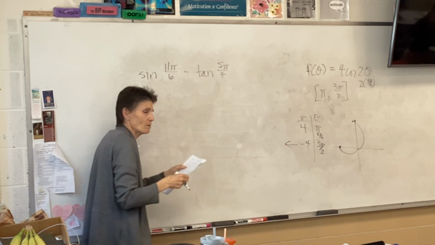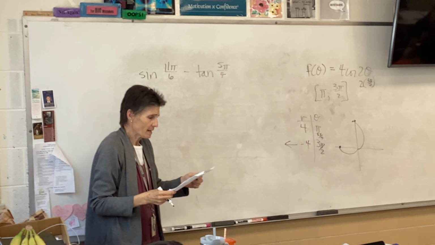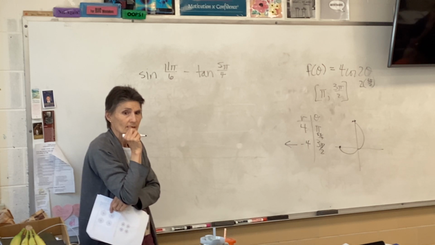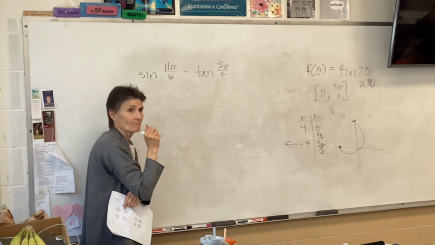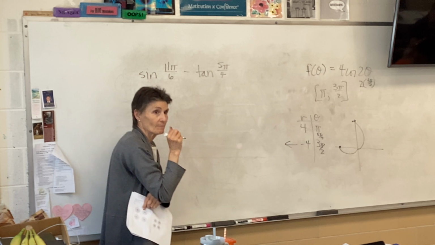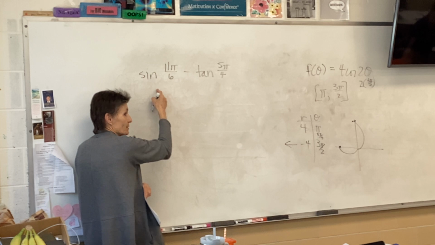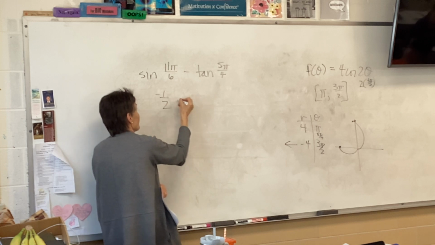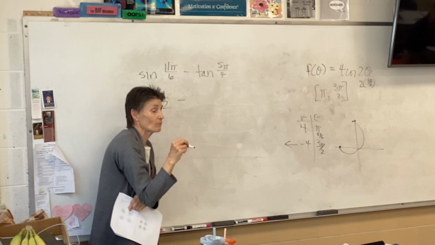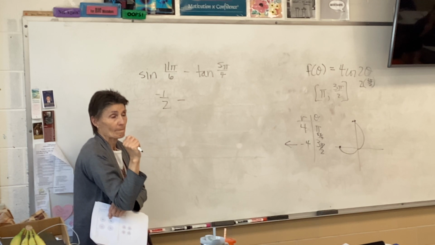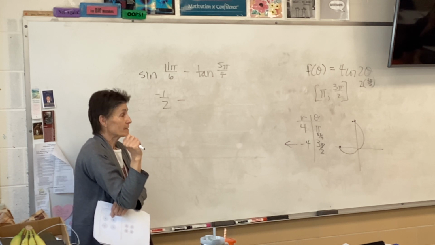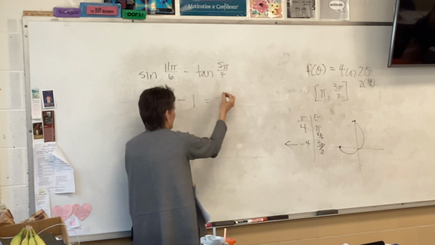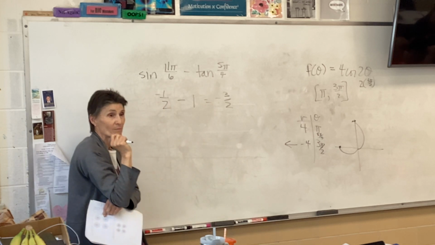All right, the sine of 11 pi over 6. What's the sine of 11 pi over 6? Negative 1/2. Is that where you made your mistake? I don't know. Okay, well, we gotta know our unit circle. This is a pi over 6. The sine at pi over 6 is 1/2. This one's negative because it's in quadrant 4. All right, what's the tangent of 5 pi over 4? The tangent of 5 pi over 4 is 1. So we're minusing 1. I'm getting negative 3/2. I hope that's what I got when I did it before.